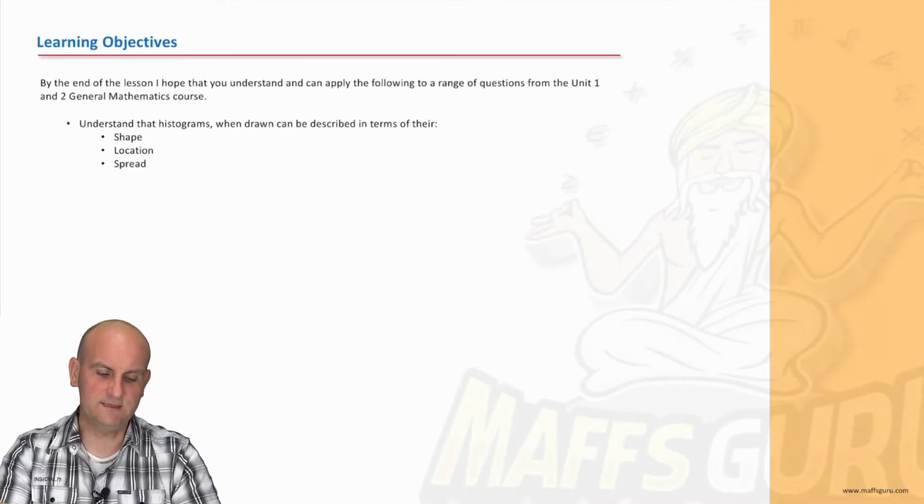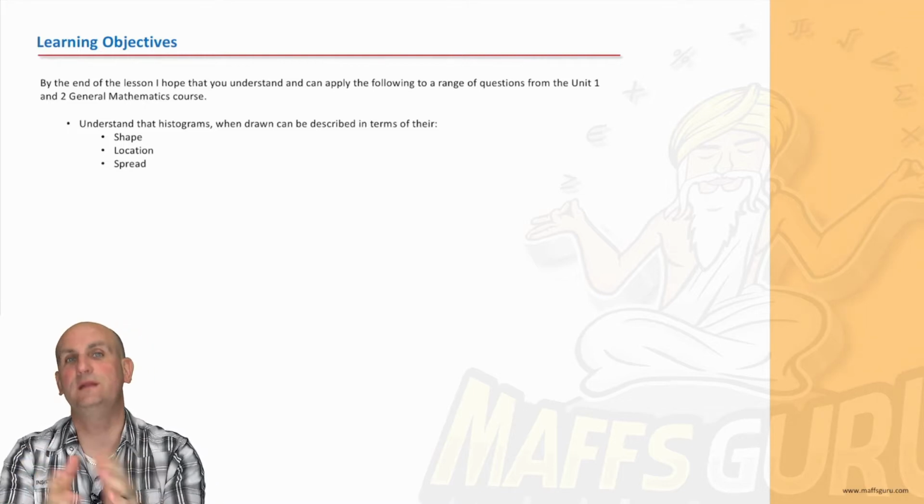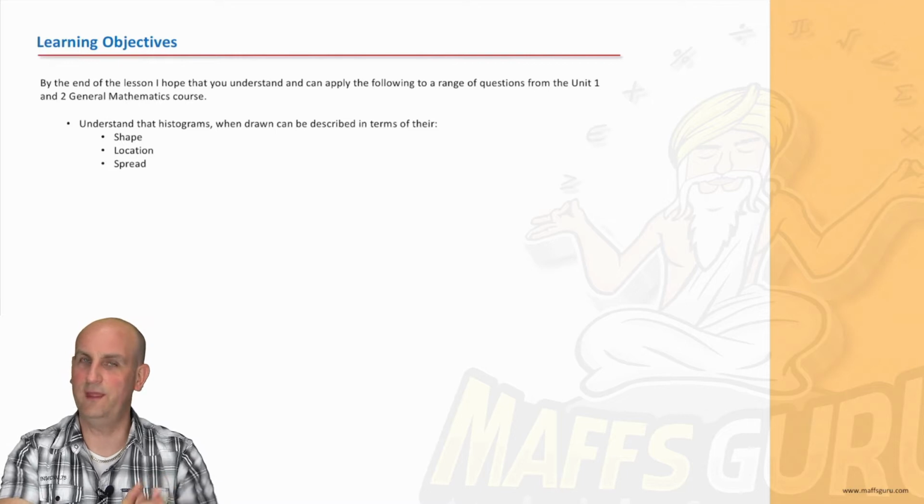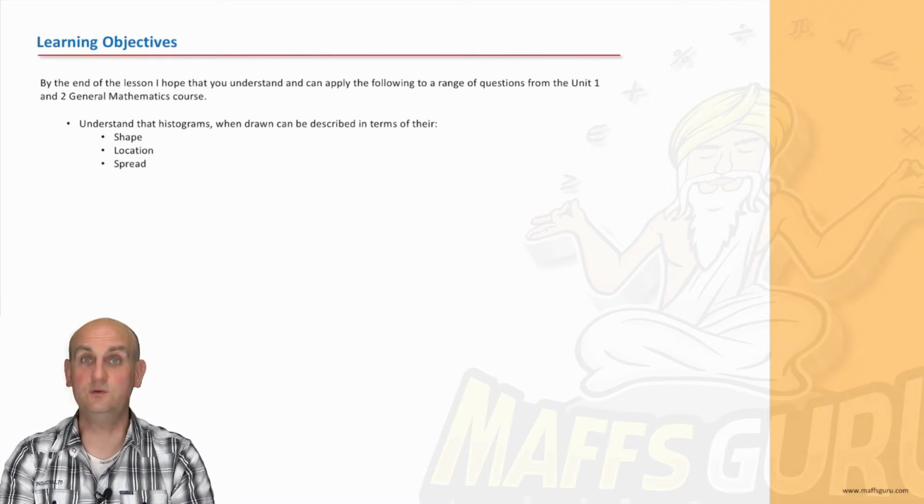Learning objective. We're going to understand that histograms, when drawn, can be described in terms of shape, location and spread. If you have no idea what a histogram is, I've done a video on that. Please go and watch it. Alternatively, don't, and let's just wing it because let's freeform this all together.